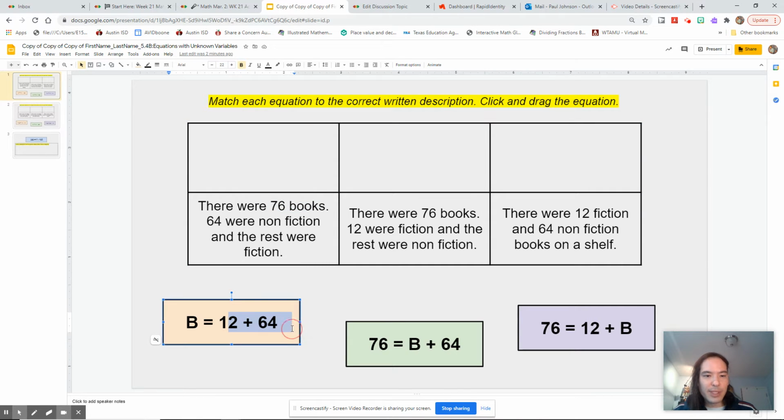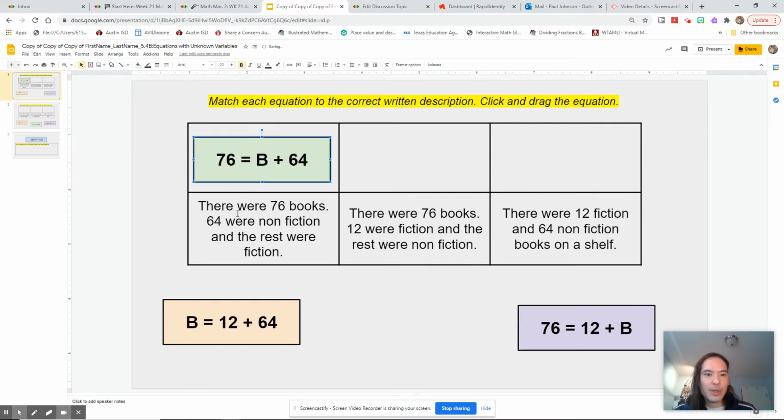This one's 12 plus 64, so no. This one's 12 plus some unknown value. This one is unknown value plus 64 equals 76. So that sounds like it matches, right? There were 76 books, 64 were nonfiction, and the rest, the one we don't know, were fiction. Sounds like it matches. All right, so that leaves us with two left.